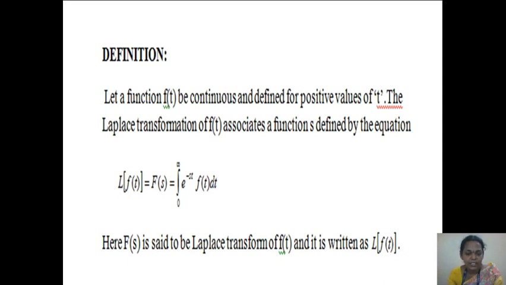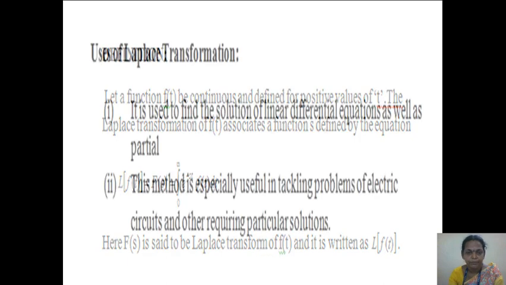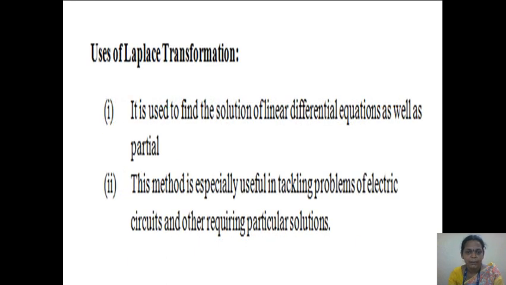Here F of s is said to be the Laplace transform of f of t and it is written as L of f of t, that is F of s. Next, the uses of Laplace transformation. First of all, it is used to find the solution of linear differential equations as well as partial. And then the second one is, this method is especially useful in tackling problems of electric circuits and others requiring a particular solution.